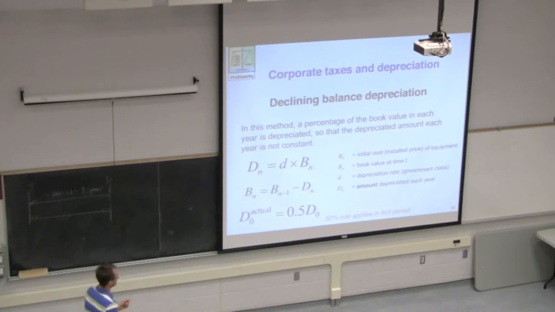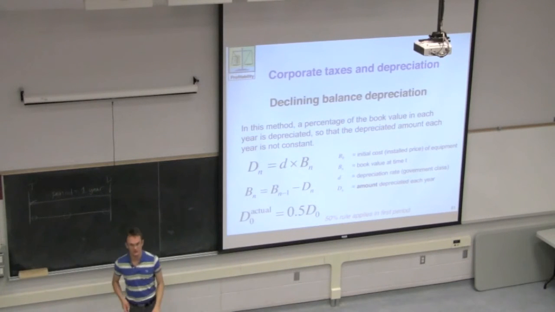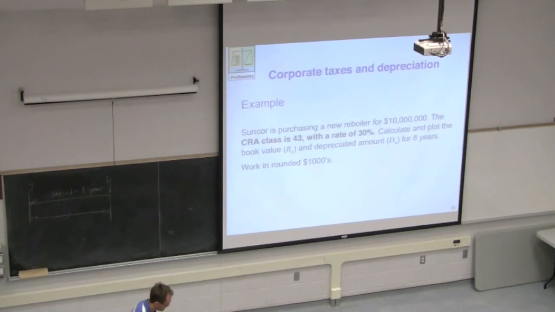The only exception is that very first period, you don't get to write off the full amount D over here, you only get to write off half of what you calculated. Okay, make sense? Simple for a Friday. So let's do an example here.